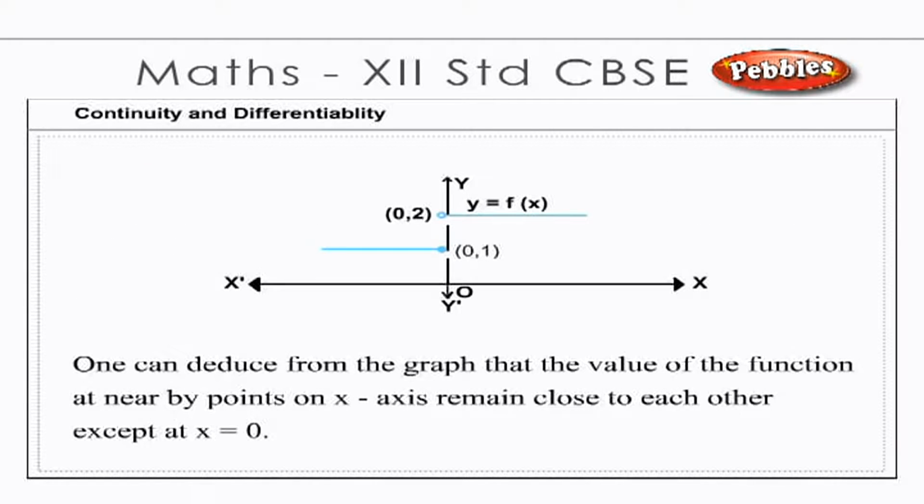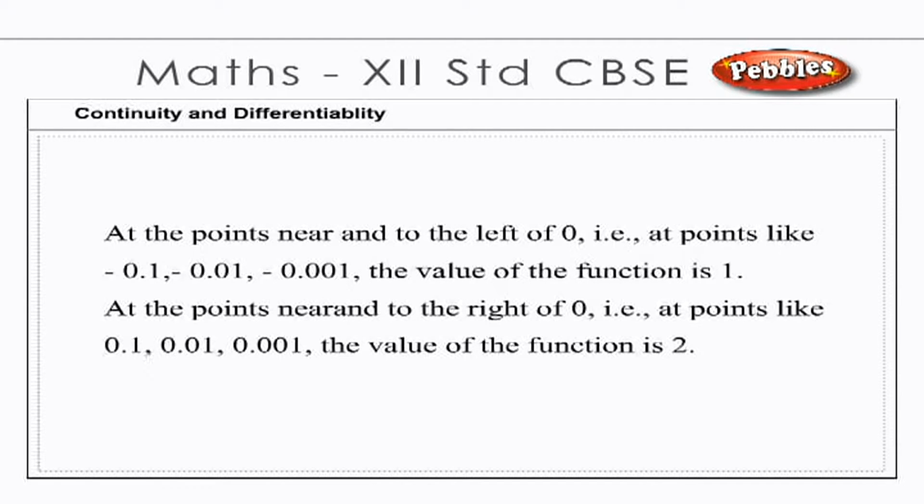One can deduce from the graph that the value of the function at nearby points on x-axis remain close to each other except at x is equal to 0. At the points near and to the left of 0, that is, at points like minus 0.1, minus 0.01, minus 0.001, the value of the function is 1. At the points near and to the right of 0, that is, at points like 0.1, 0.01, 0.001, the value of the function is 2.